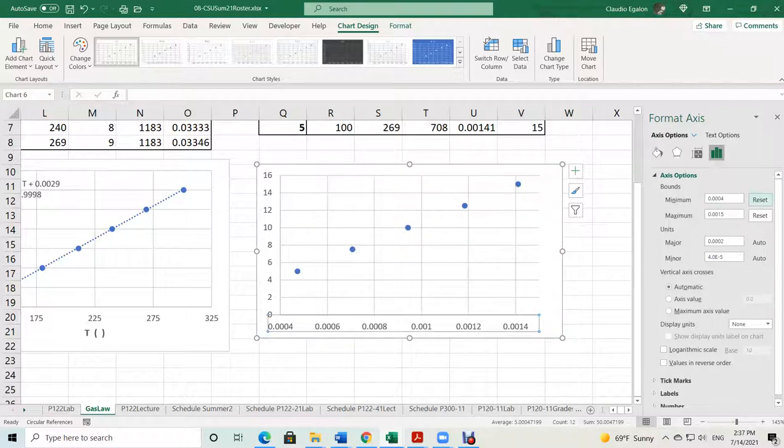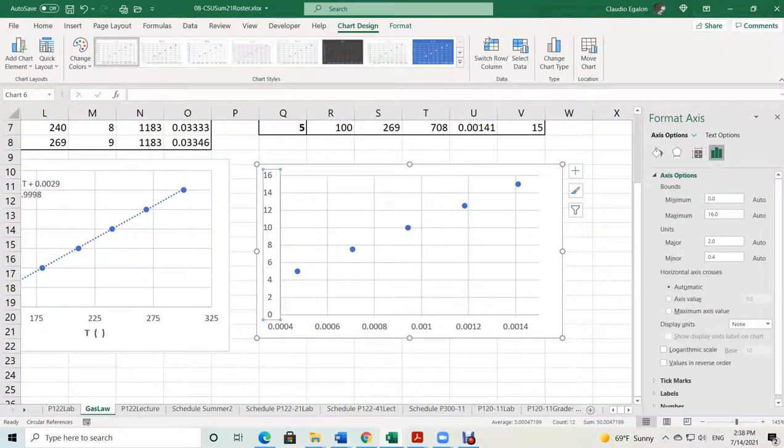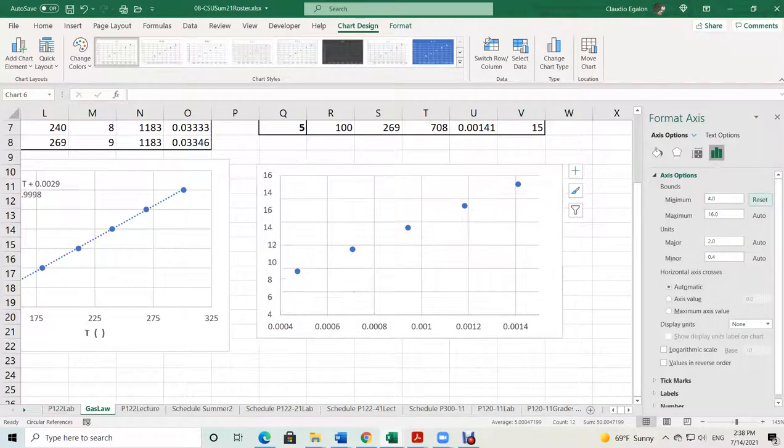0.0004. Here you go. Okay, good. Still linear. We're going to go from 4 to 16. Here. And let's see, can you do better than that? I don't like that. Let's see, 4 to 15.